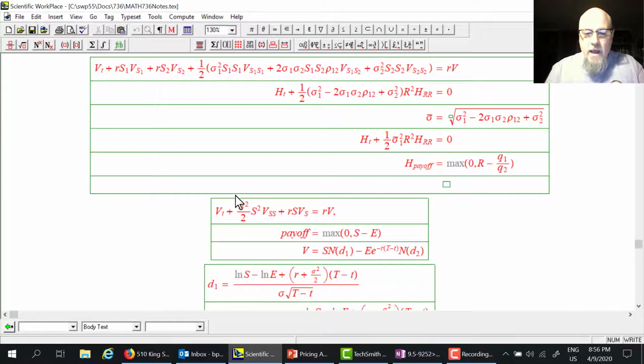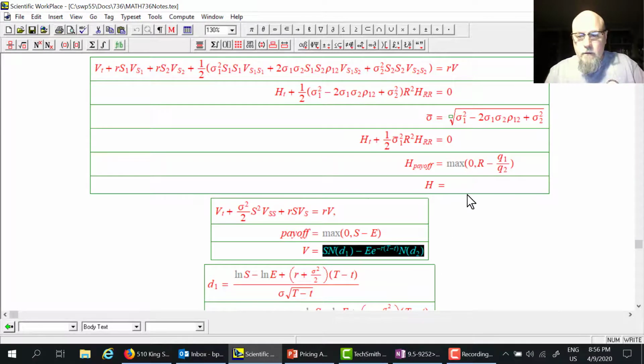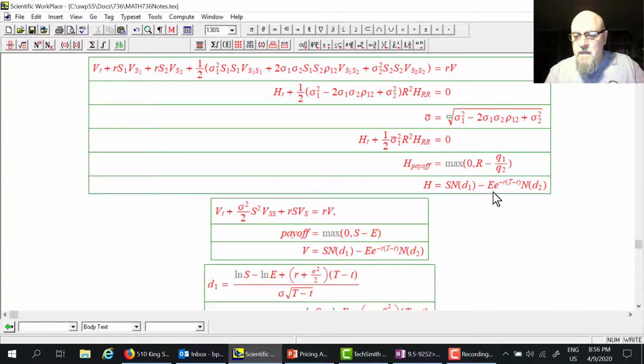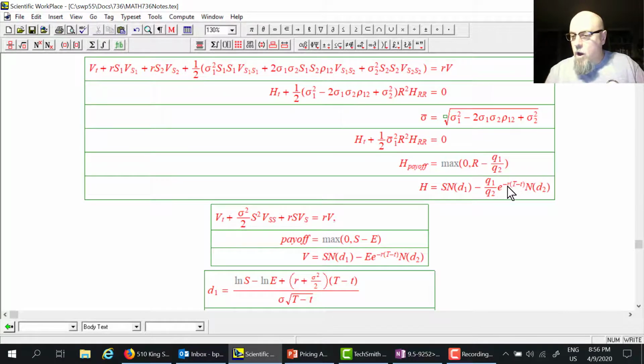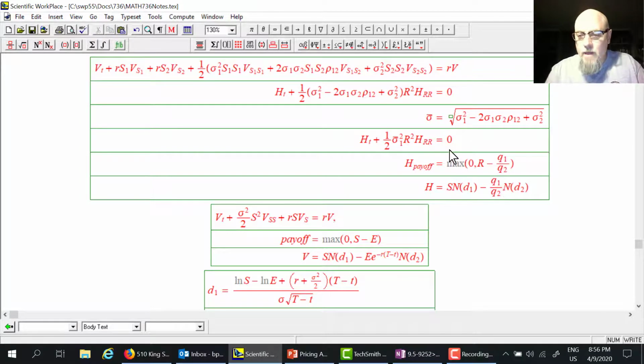I can use my call equation. So H is going to be equal to our call equation, but instead of E, it's Q1 over Q2. And the R is supposed to be 0. Our risk-free rate of return is 0. There's no R in here. So e to the 0, that's 1, that's gone. And our S is R.